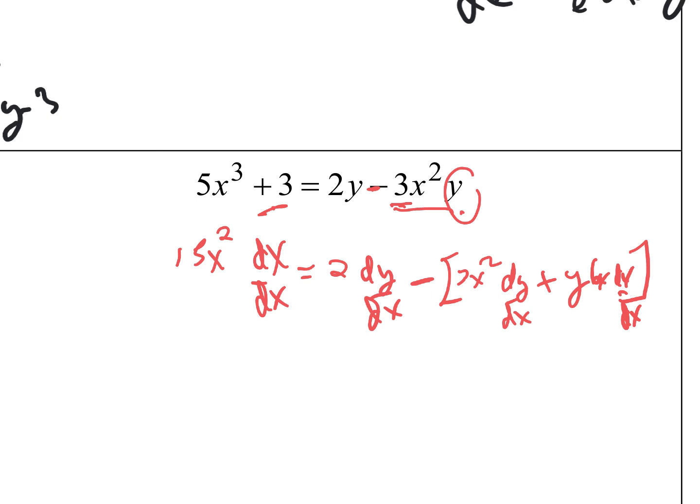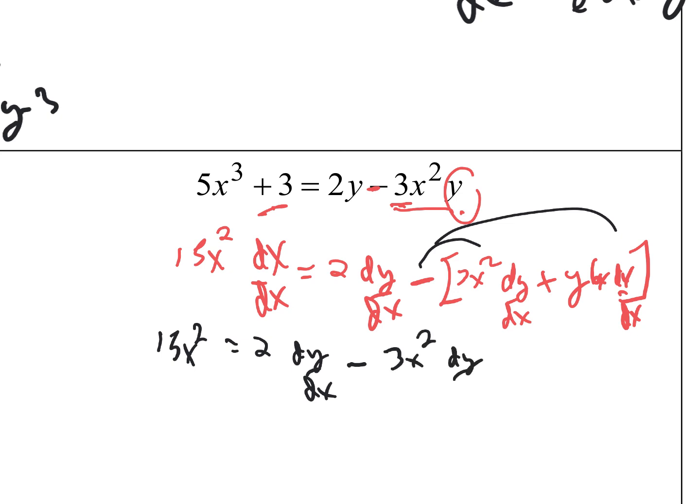Try to clean this bad boy up. 15x squared, dx dx cancels, equals 2 dy dx, which does not cancel. Distribute your minus: 2 dy dx minus 3x squared dy dx minus 6xy, dx dx goes away.